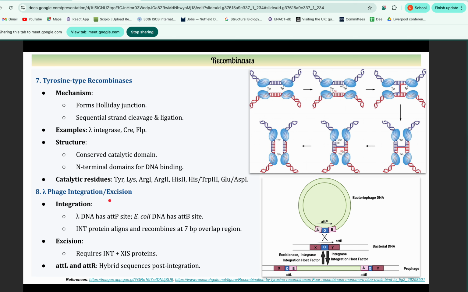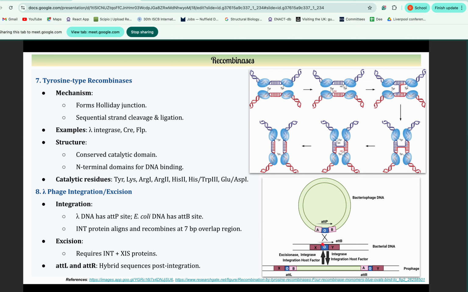Okay, then comes lambda phage integration or excision. As we discussed what recombination means and what site specific recombination is, we looked into the example of lambda phage integration. Here, this is the bacteriophage DNA, or you can say viral DNA, and this is the bacterial DNA. When we say site specific recombination, that means there is some site which is specifically getting recombined and no other region is getting recombined. That's why it is called site specific recombination and not homologous recombination.